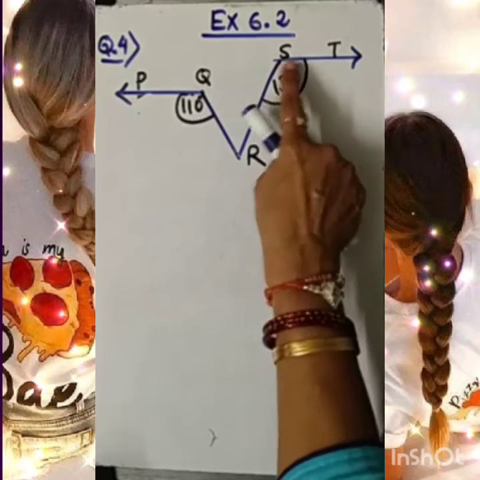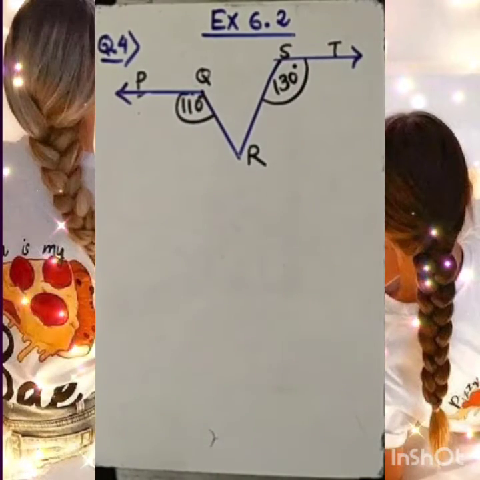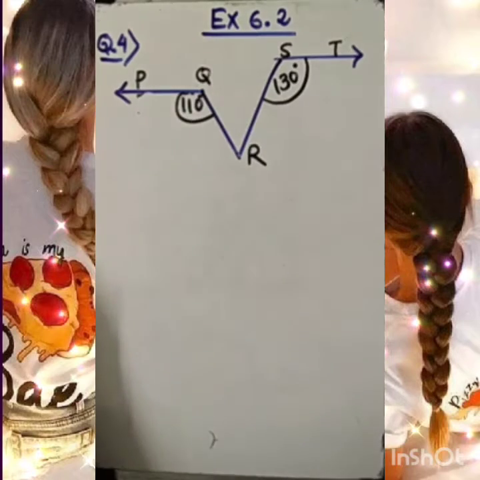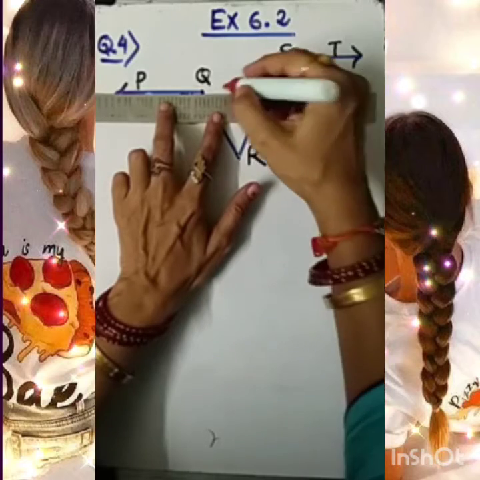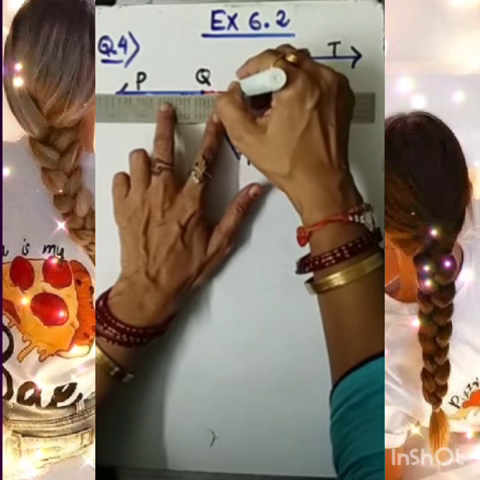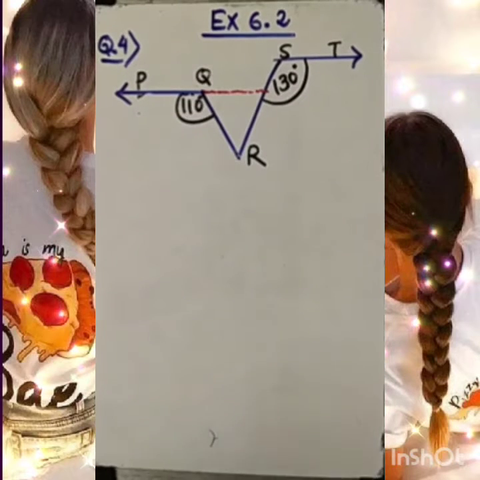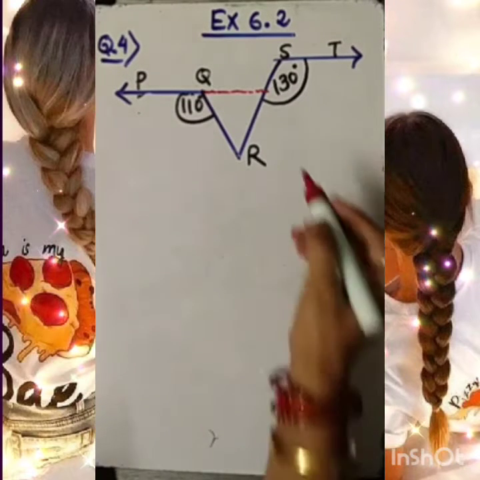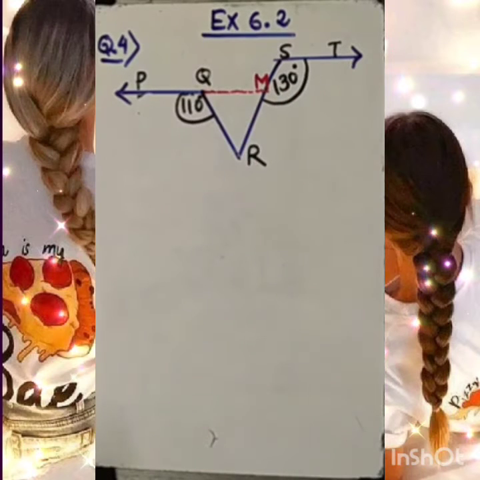This is parallel to ST. PQ parallel to ST. For that, how could we say, a little bit of extension I am doing. If it is parallel, then I am drawing here PQ produced one more line in the opposite direction. So the name of that line I am choosing here, giving the name M. This is the M point I am choosing.